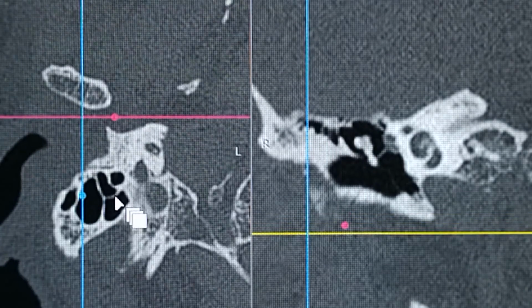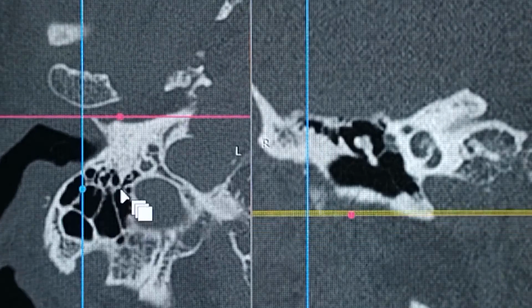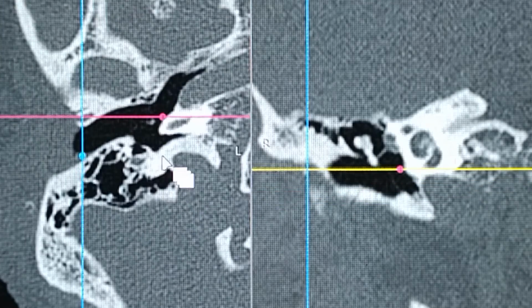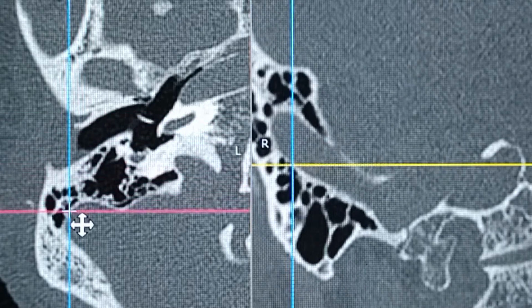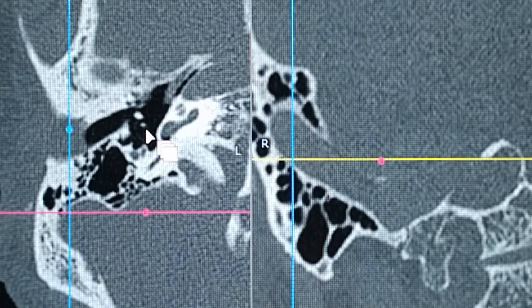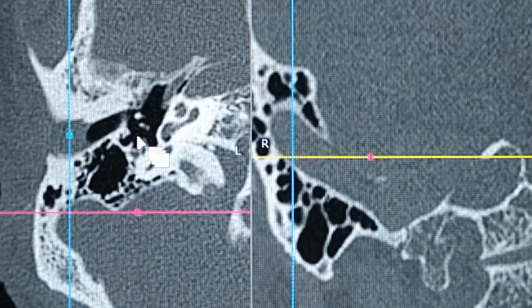Coming back to the axial scan, the moment we see the basal turn of the cochlea, we see something like this. That is nothing but the handle of the malleus right there. You keep on going superiorly, you see one more structure which is whitish. That is basically the incus. If I try to go superiorly, you can see that's the incus. Then the lenticular process of the incus, that's basically the long process of the incus, which eventually forms the lenticular process.